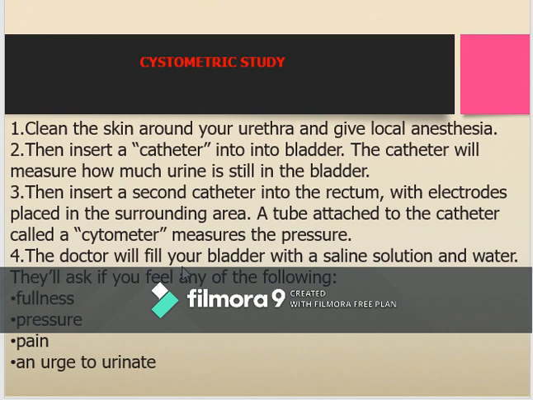So after that you will insert a catheter into the bladder. Along with that you will insert a catheter into the rectum too, because we know the position of the prostate gland. We saw the posterior view as well as the anterior view yesterday. So after catheterizing the patient, the physician will fill the bladder with saline solution and water, and a series of questions will be asked of the client during this period.